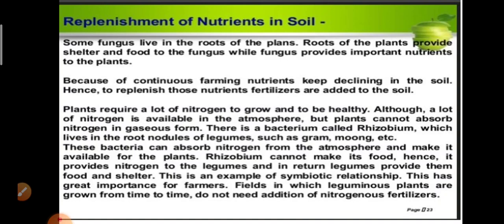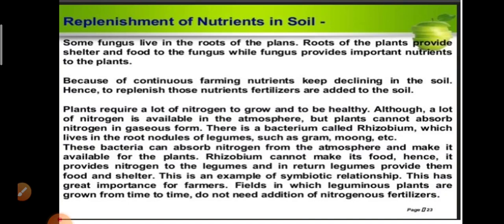Plants require a lot of nitrogen to grow and to be healthy. Although a lot of nitrogen is available in the atmosphere, plants cannot absorb nitrogen in gaseous form. There is a bacterium called rhizobium which lives in the root nodules of legumes, such as gram, moong and so on. These bacteria can absorb nitrogen from the atmosphere and make it available for the plants.